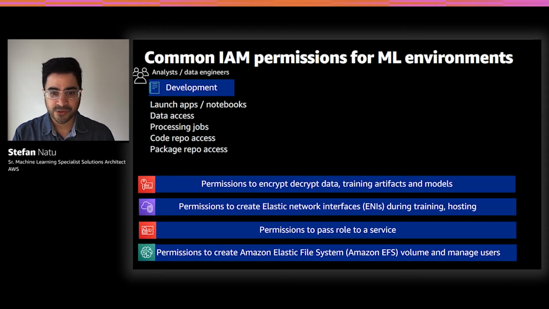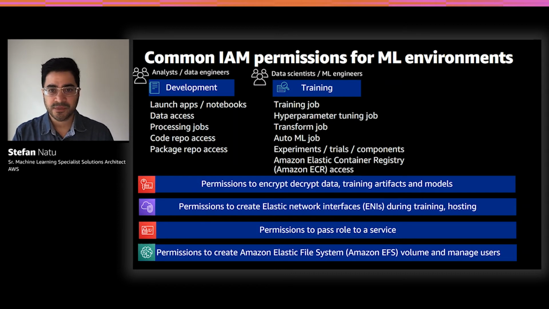Now, data scientists who are actually going to be running training jobs potentially need access to create a training job, a hyperparameter tuning job, batch transform job, or an AutoML job if they want to use a service like Autopilot. Additionally, if they want to tag and track their experiments and their trials or their training jobs using the SageMaker experiments capability, they need permissions to those APIs as well.